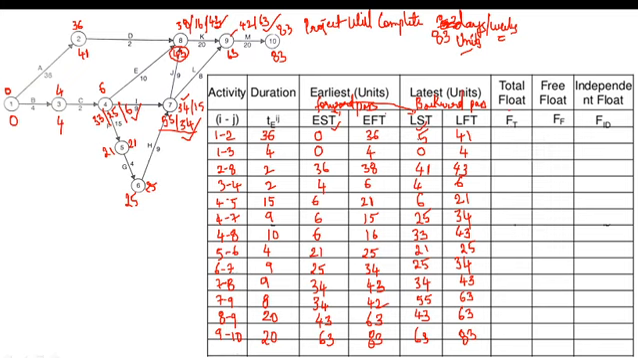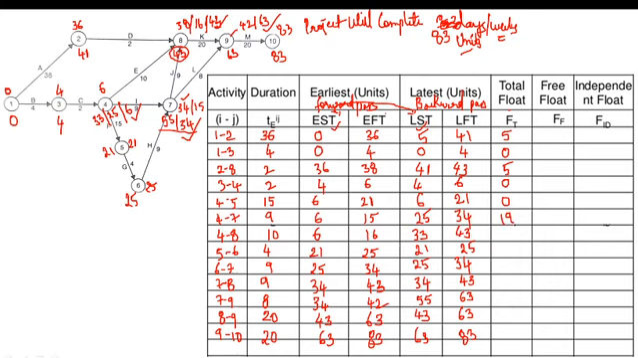41 minus 36 or 5 minus 0, we get the value as 5. 4 minus 4 or 0 minus 0, we get 0. 43 minus 38 or 41 minus 36, we get 5. 6 minus 6, 4 minus 4, 0. 21 minus 21, 6 minus 6, we get 0. Now look over here, 34 minus 15 or 25 minus 6, we get the value as 19.